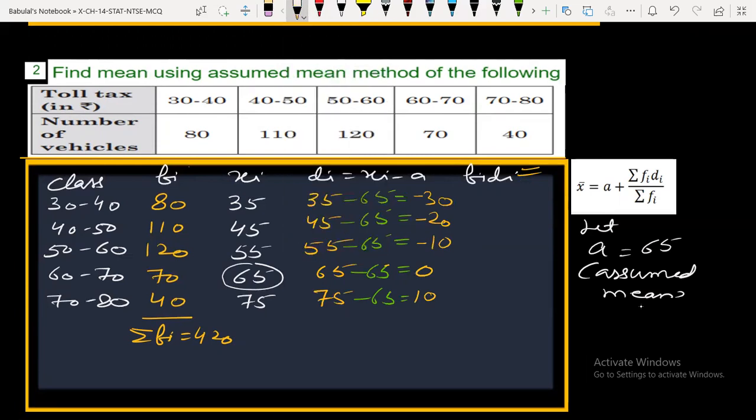Here we can see this is Fi and this is Di. Okay, so 80 into minus 30, that is minus 2400. Okay. For the second, 110 minus 20, that is minus 2200. Okay. Then 120 into minus 10, that is minus 1200. Then 70 into 0, this is 0. Then 40 into 10, that is 400.